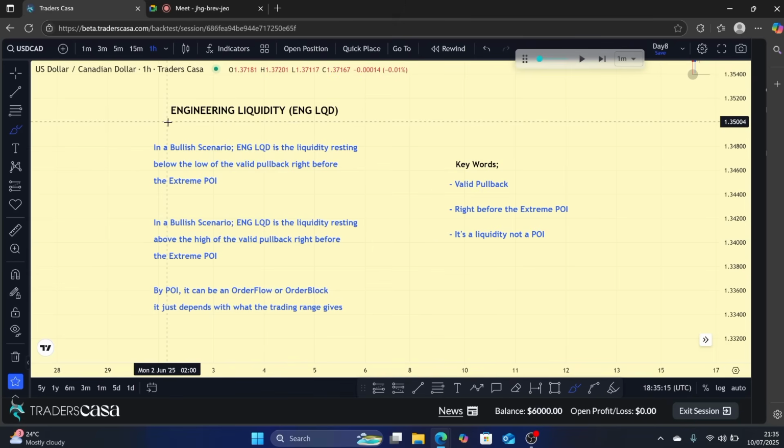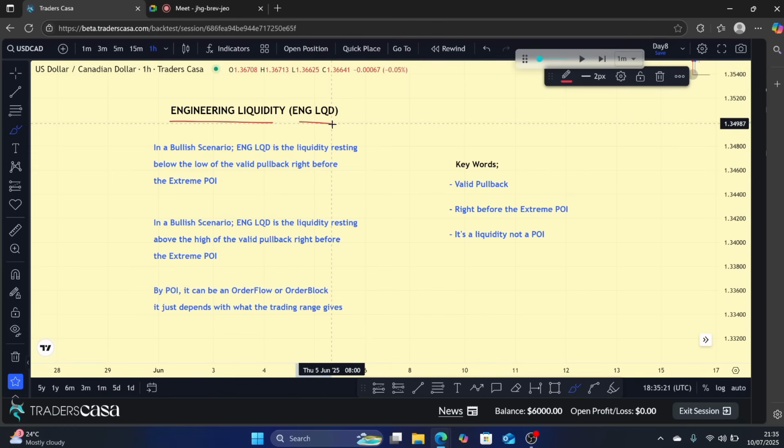Engineering liquidity, as I have said, is a core liquidity, just like inducement, and its abbreviation, as you can see there, is Eng LQD. In a bullish scenario, Eng LQD, or engineering liquidity, is the liquidity resting below the low of the valid pullback right before the extreme POI.